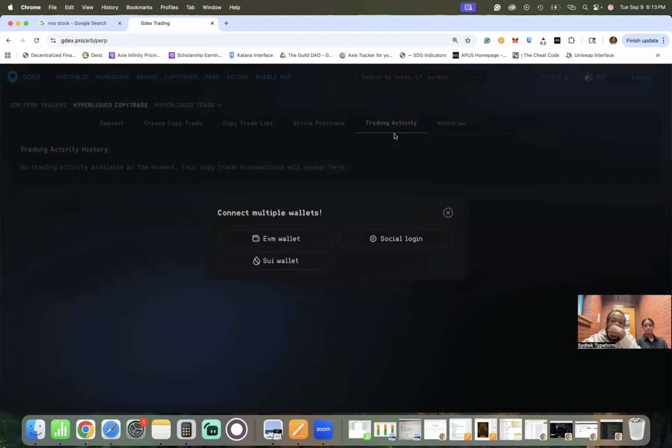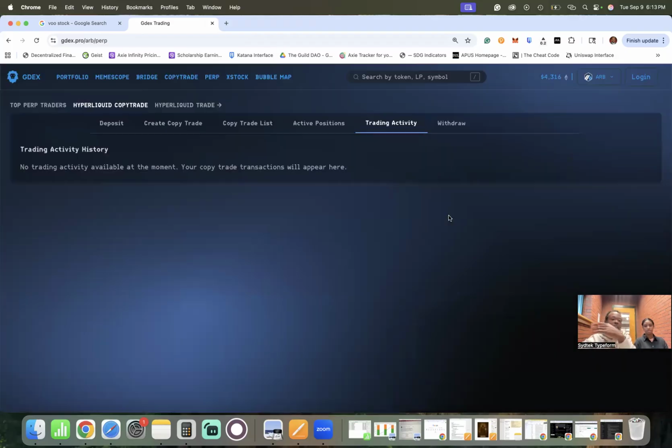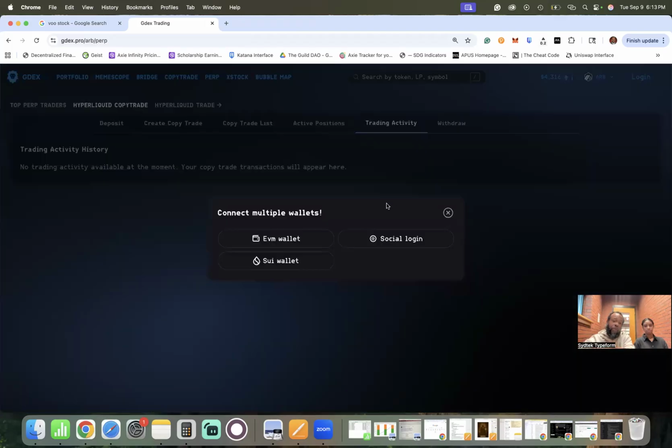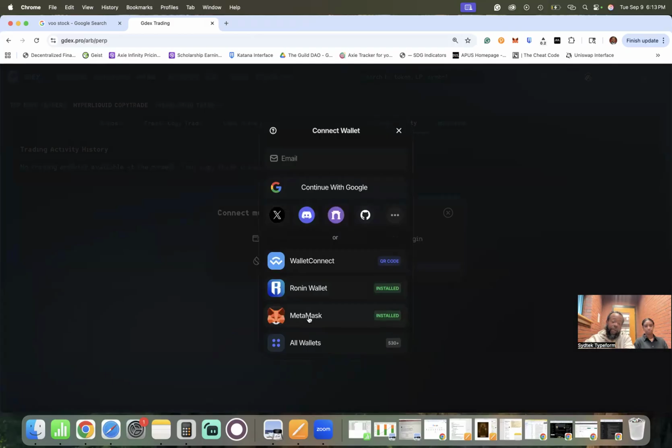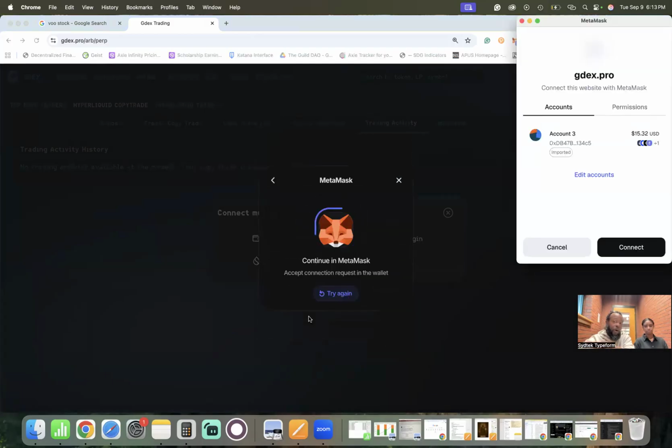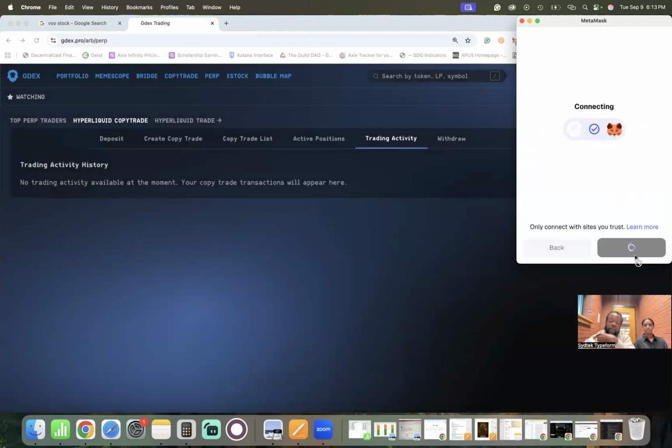So here's how you would log in. This is a platform. You can't do anything until you go up here and hit log in. EVM wallet, this is going to be the next session. EVM wallet, MetaMask, this is your wallet for crypto, right? You can see I got $15 in this one.